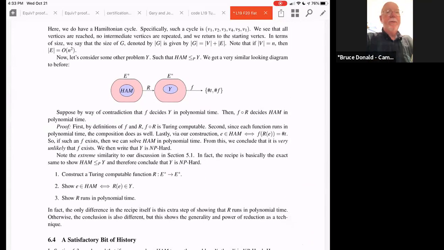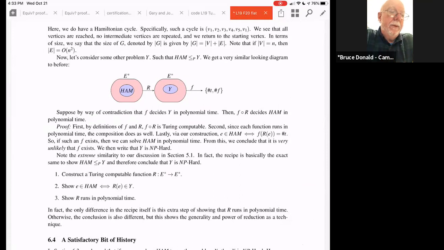Now, in order to think about reductions, we now have the same picture as we had before. We want to reduce Hamiltonian cycle, which is known to be hard, to some other problem y. And the only thing we're adding here is the fact that the reduction has to be efficient, i.e. polynomial time.